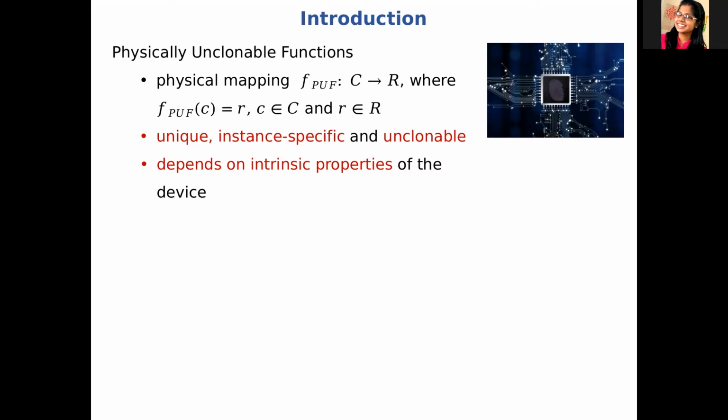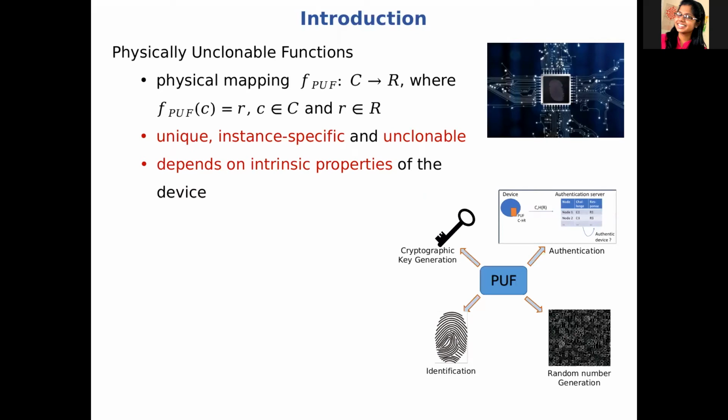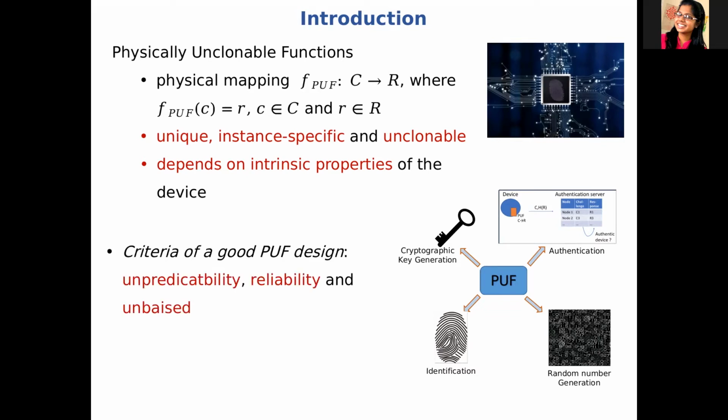This makes PUF a very interesting primitive which is used in various applications, starting from authentication and key exchange protocols, device fingerprinting, even random number generation and key generation. However, these properties make it extremely challenging to determine if a PUF is good or bad. A good PUF design should be unique, reliable, unbiased, and unpredictable. To be unpredictable, a person who does not have access to the PUF should not be able to guess its output for an input with high probability.